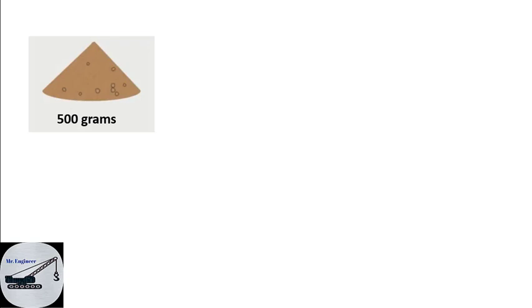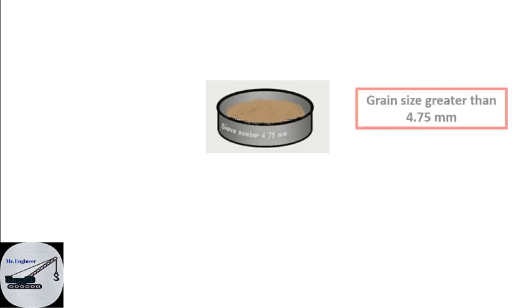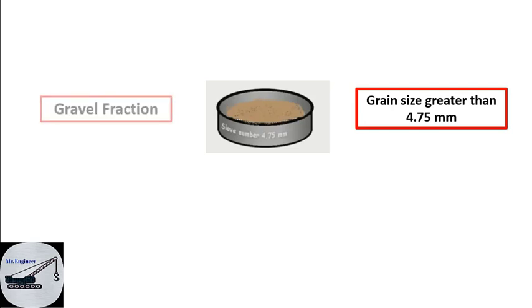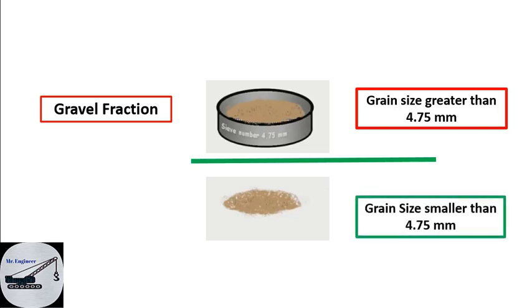We will take a weighing balance and take 500 gram of soil sample. We denote that weight by W. It is the total weight of the soil sample that we are taking, which is 500 gram. Now the sample is sieved through 4.75 mm sieve. The portion of the soil which is retained on 4.75 mm sieve is termed as gravel fraction. The other portion of the soil which passes through 4.75 mm sieve is called sand fraction.